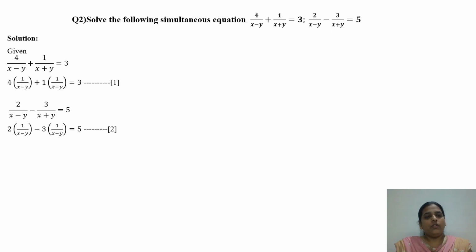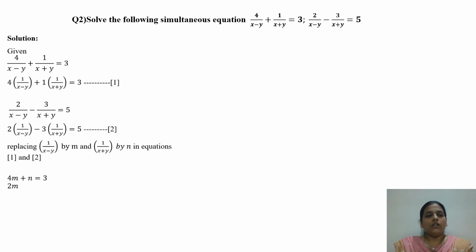So next we want to replace the variable parts with some variables, like replacing 1 upon x minus y by m. Okay, 1 upon x minus y consider as m, and then 1 upon x plus y consider as n. Okay, so instead of 1 upon x minus y we put here what? m. So first equation is what? 4m plus n is equal to 3. Instead of 1 upon x plus y we want to put here what? n. So next 2m minus 3n is equal to 5. So these are the new equations, and these equations are linear equations.